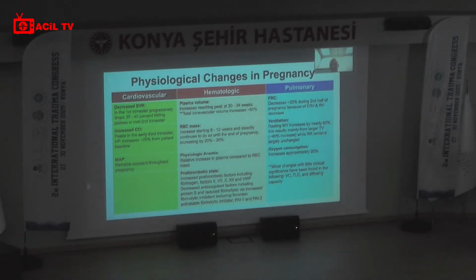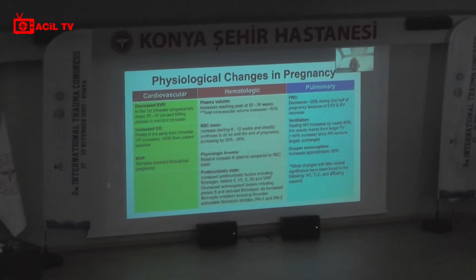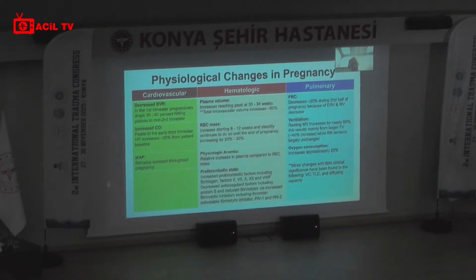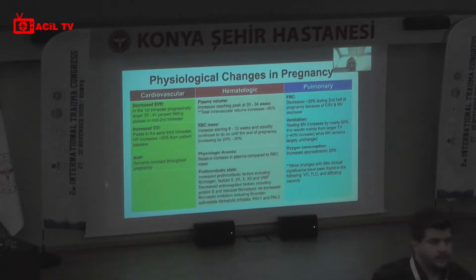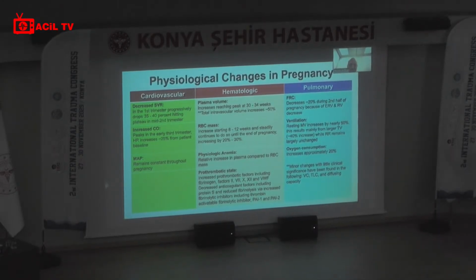The physiological changes with pregnancy, as briefly as I can explain it, we divide into cardiovascular, hematological, and pulmonary, which are very important for trauma resuscitation. Cardiovascular mainly means decreased systemic vascular resistance, and increased cardiac output and arterial pressure. So these are very important to be taken into consideration when it comes to resuscitation. The second element is the hematological changes, which impact the plasma volume increase, especially between 30 and 40 weeks of pregnancy. It can be up to 50%.